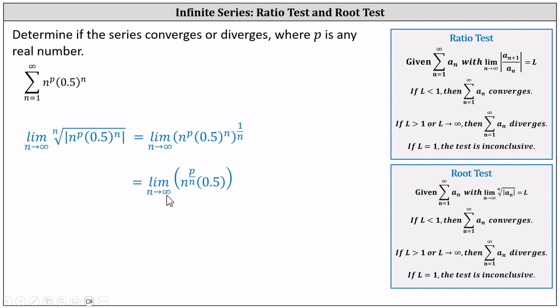Notice when n approaches infinity, the base is approaching infinity, but the exponent is approaching 0. This is an indeterminate form. Let's take a look at this limit on the next slide, and then we'll come back.